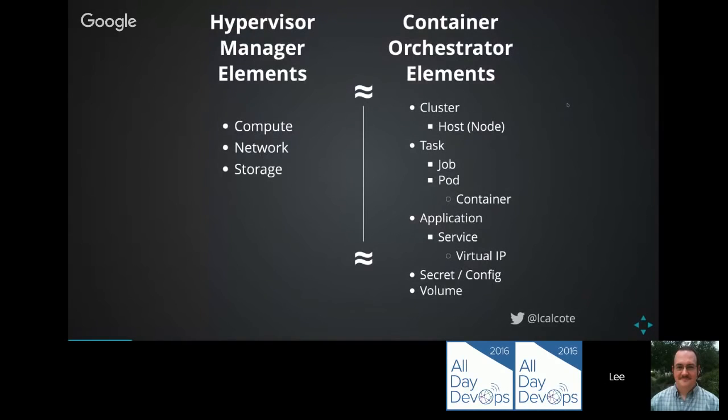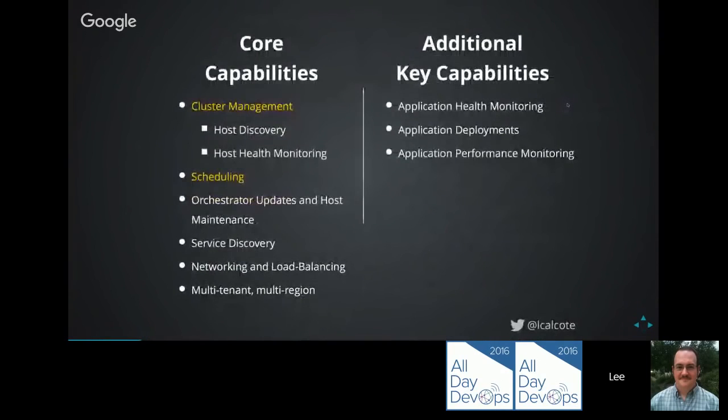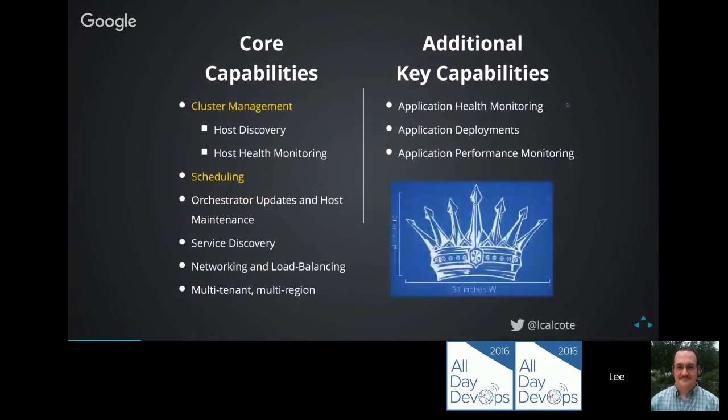We're talking about essentially compute, network, and storage. We just use different terms to describe those, and those are on the right-hand side here. Noting the time, I'm going to begin to move pretty quickly. In my opinion, a container orchestrator must have the two capabilities highlighted in yellow, cluster management and scheduling, to be a container orchestrator. Otherwise, if it doesn't have those two capabilities, it probably can't be called a container orchestrator.